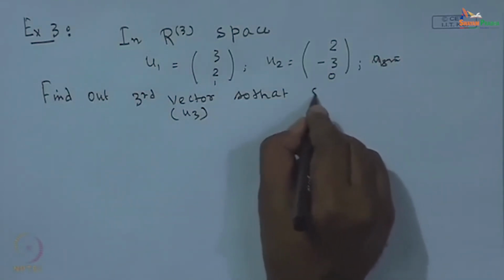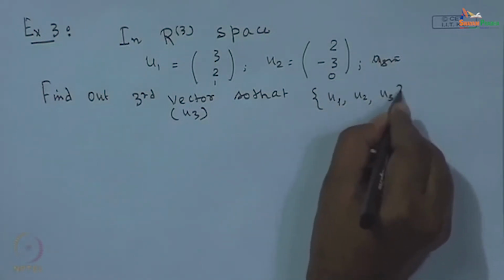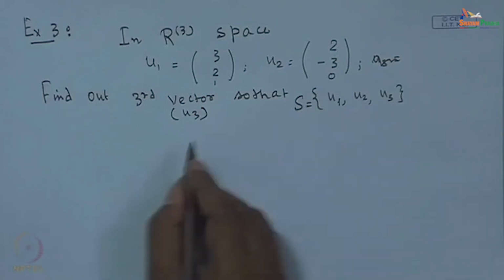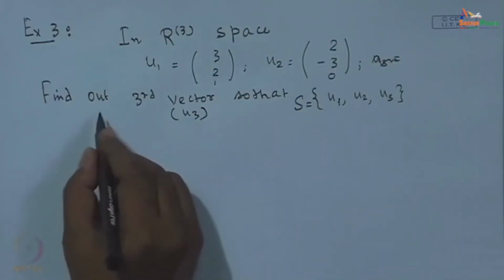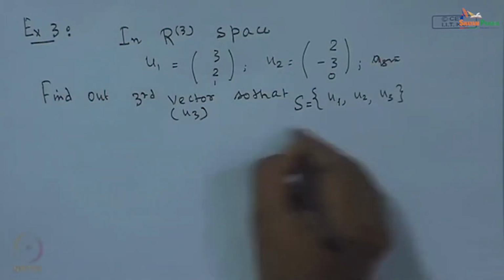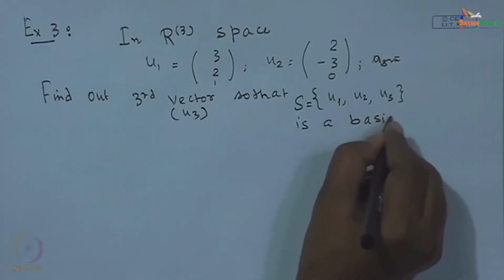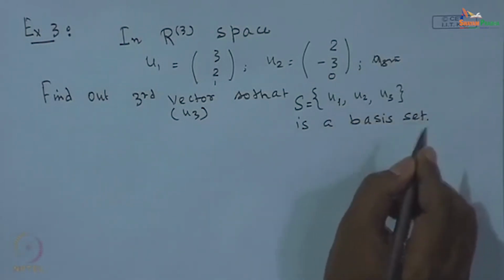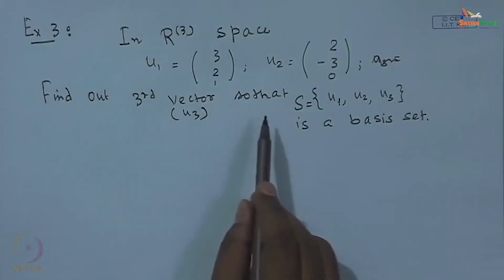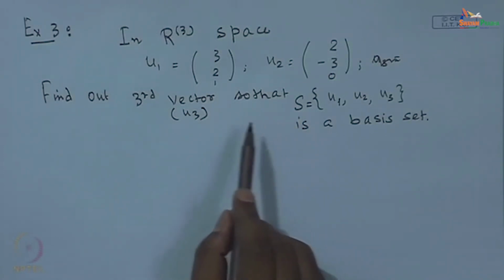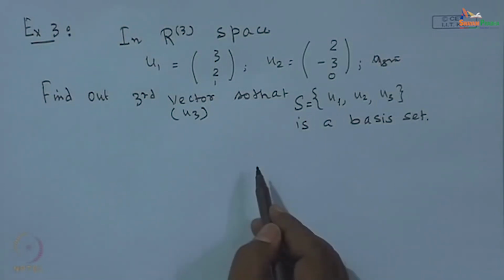So, u1, u2, u3 becomes independent, it is a basis set. Find out the third vector, so that S is a basis set. So, we have two vectors given, we have to find out the elements of the third vector, such that u1, u2 and u3 constitute the basis set of vectors.